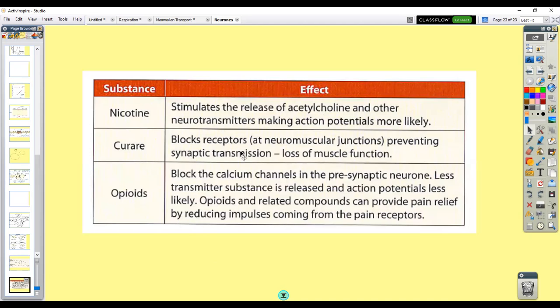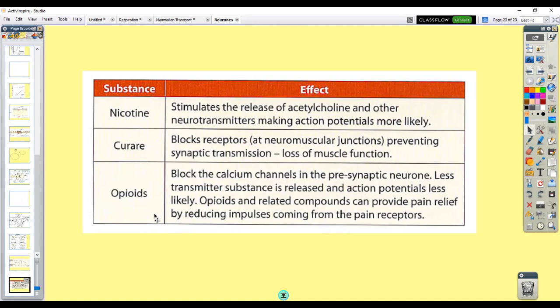Curare blocks receptors at neuromuscular junctions, so that prevents synaptic transmission and loss of muscle function. So with Curare, if you imagine those films where people that live in the forests blow a dart through a pipe and it knocks the person out, that is using that Curare. Often that could be using that Curare and it loses muscle function.